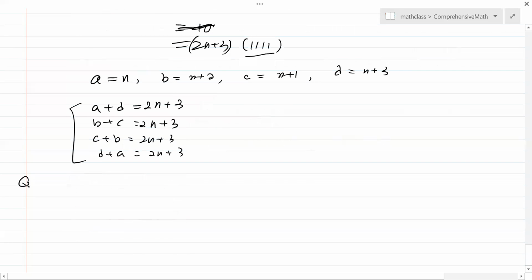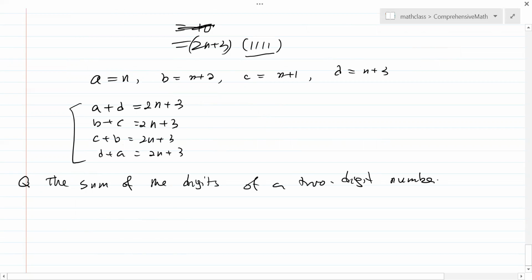Here the next problem is still about 2-digit numbers. There's so many questions here. So the sum of the digits of a 2-digit number is 12. My question is, when the digits are reversed, the original number is increased by 54. What is the product of the digits?